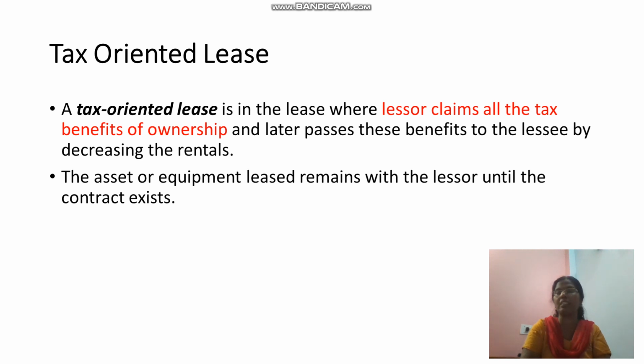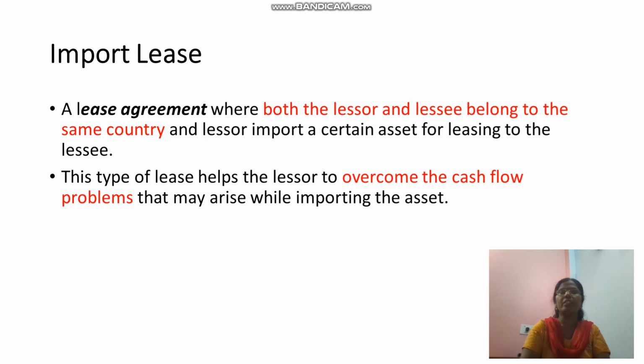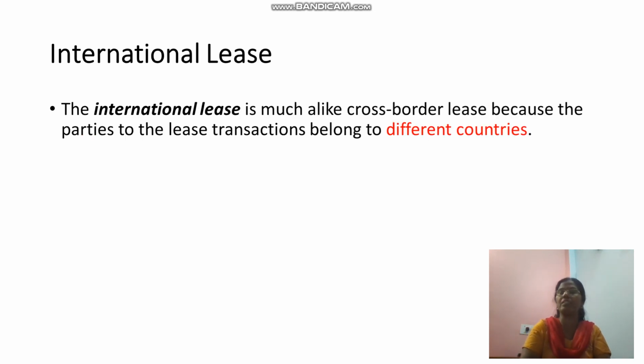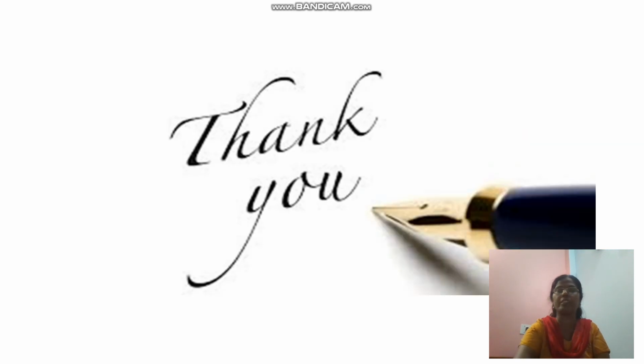Next, import lease. Import lease, what will happen? The property leased in this case will be imported from another country, but the lessor and lessee belong to the same country. International lease is similar to the cross-border lease. The parties belong to different countries.